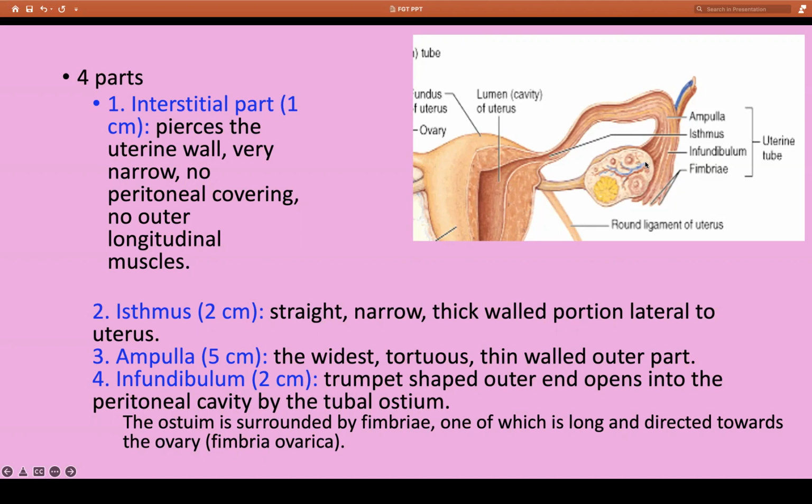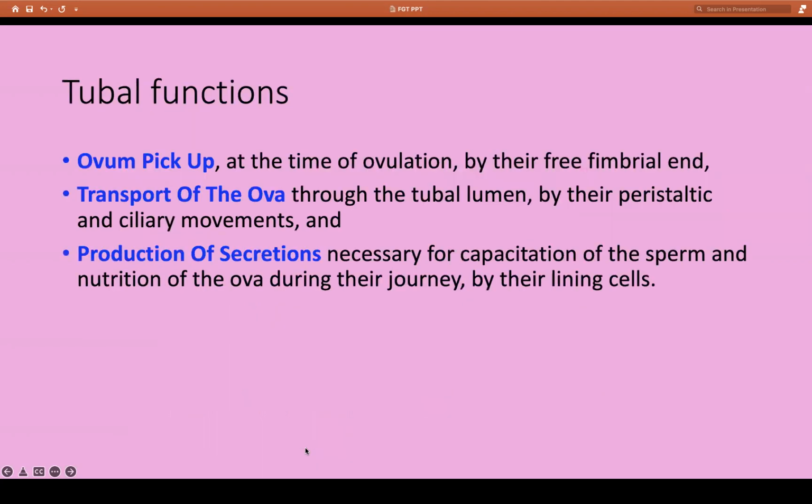It picks up the ovum from here and fertilization occurs, or it just transports the ovum towards the uterus with the peristaltic movement of the tube. What are the tubal functions? Again, ovum pickup, transport of ova, fertilization, and production of secretions, capacitation of sperm, and nutrition.